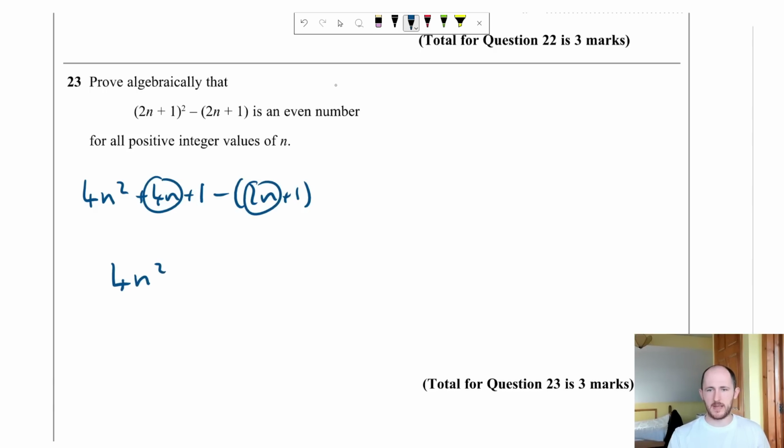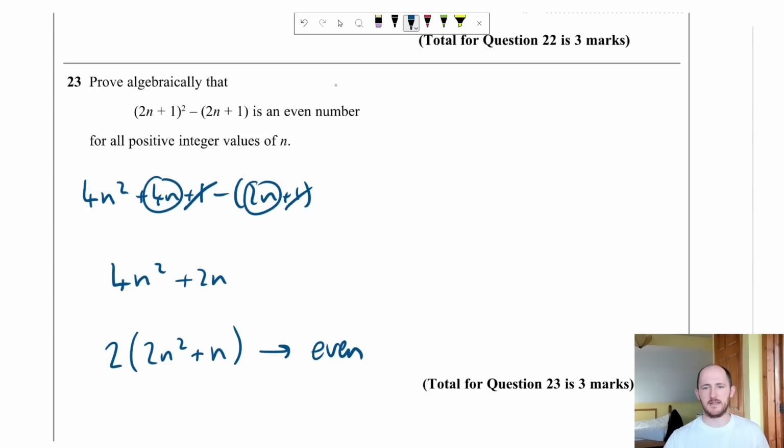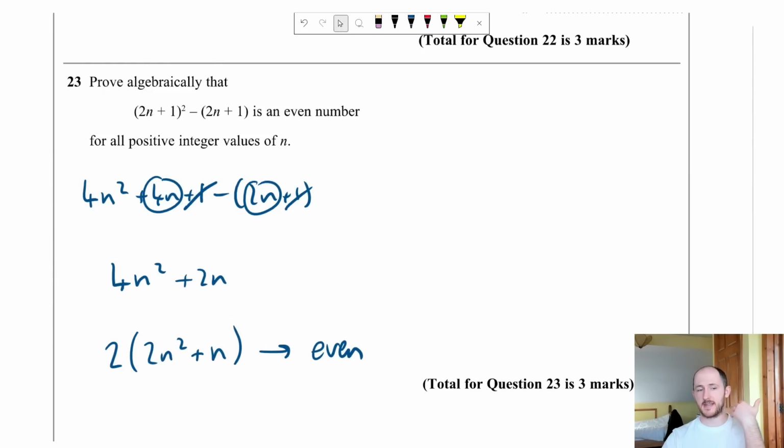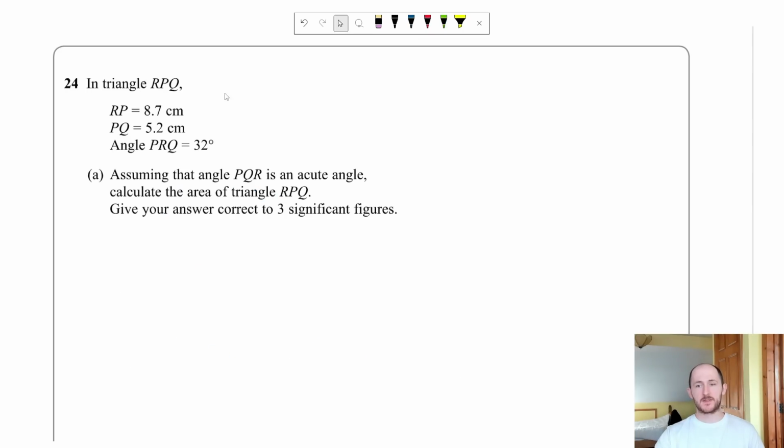4n take away 2n would just give me 2n. And 1 take away 1 is just 0. And because I can factorize out a 2 from this, I can also factorize out an n. I get that, I know. It must be even for 3 marks. You get a mark for expanding, simplifying, and then your conclusion, which is where you factorize and say, therefore it's even. So this is another kind of somewhat interesting question.